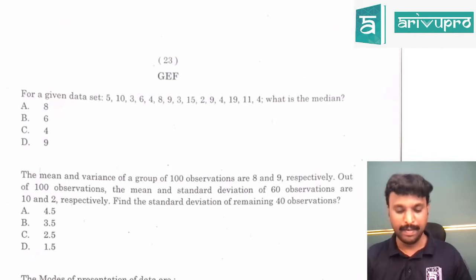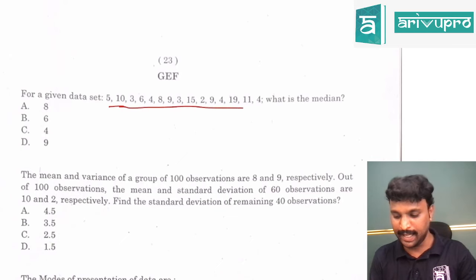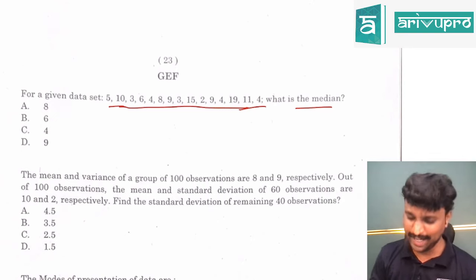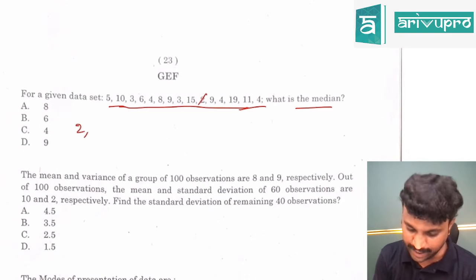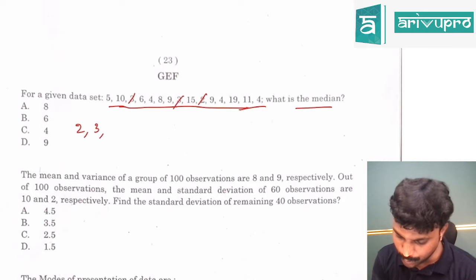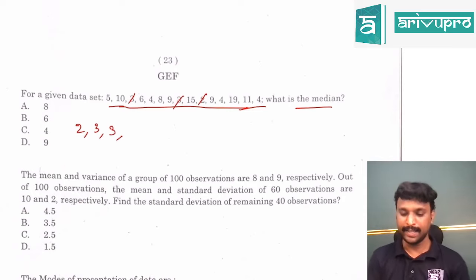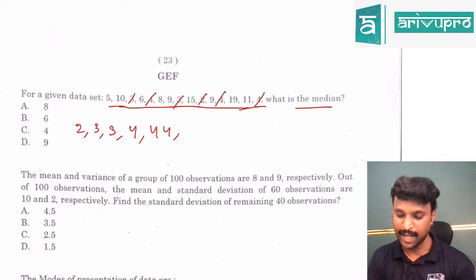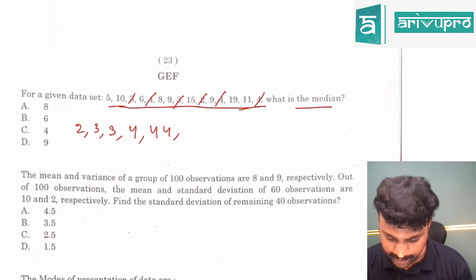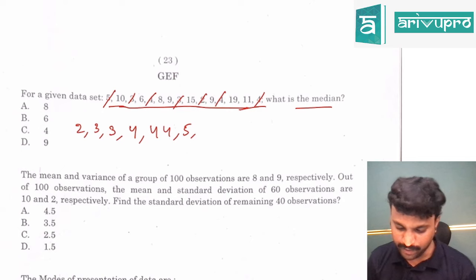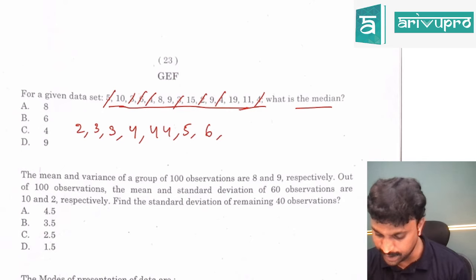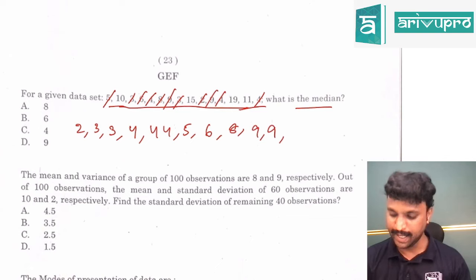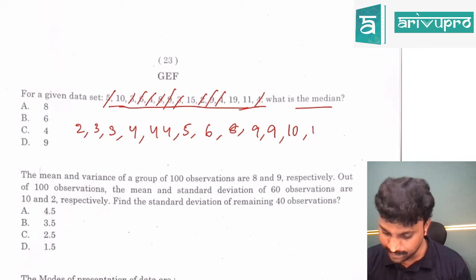Guys, 85th question. For a given data, these are the observations. So what is the median? First of all, arrange the data in the ascending order or descending order. What's the least data? It's 2. Then we have 3. How many 3s are there? 1, 2. There are 2 3s. Then we have a 4. How many 4s? 1, 2 and 3. There are 3 4s. After 4, it's 5. Only 1 5. Then after 5 we have a 6. Then after 6 we have 8. Then we have a 9. How many 9s are there? 2 9s. And then we have 10, and then we have 11 and 19.